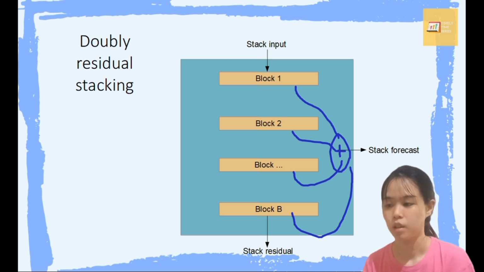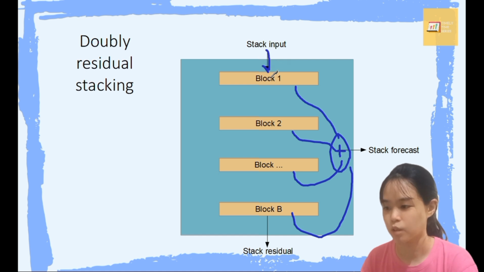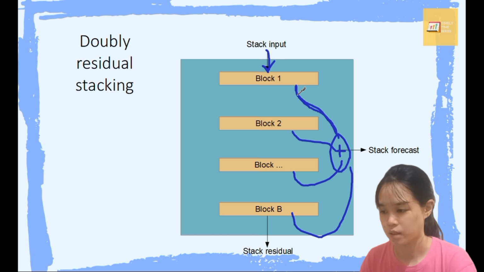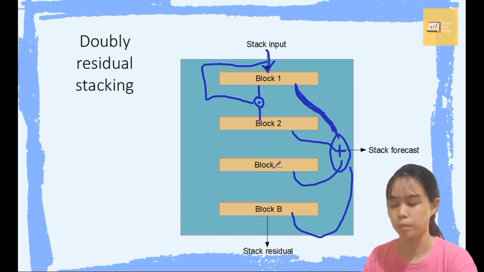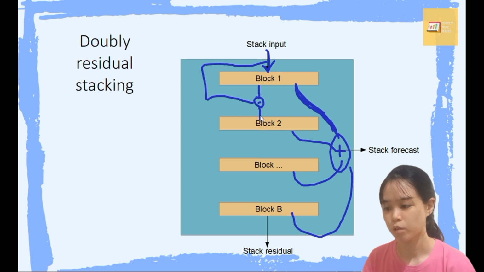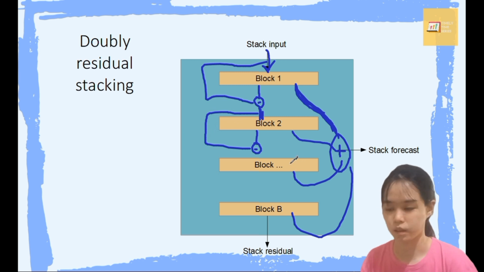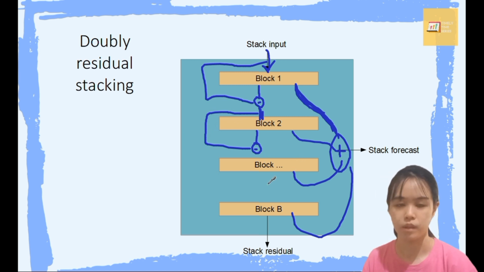the next block's input. So the stack input goes through block one. And then block one has the forecast, which is here, and then the backcast. Let's say the backcast is here. And then this would be subtracted from the block input, which is this one. Okay, and then the result of that goes to block 2. Similarly, block 2 receives an input here, and then it will output a backcast. The backcast of block 2 would be subtracted from block 2's input, which is the residual of block 1. Okay, and so on like that.